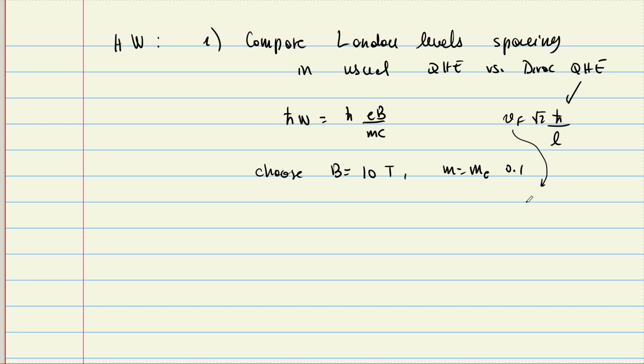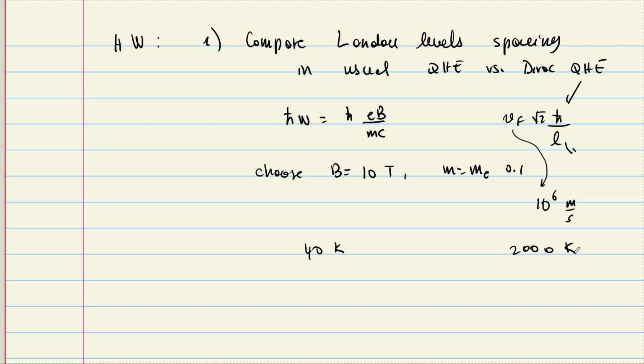And v Fermi in graphene, we mentioned that a little bit. I don't know if you remember, but it is something like 10 to the 6 meters per second. It is about 300 times smaller than the speed of light. And l inside there is the magnetic length we defined above, and compare this level spacing. What you are going to find is, if you convert, this corresponds to something like 30 Kelvin. I found 30, 40 Kelvin. And the second one is about 2000 Kelvin.